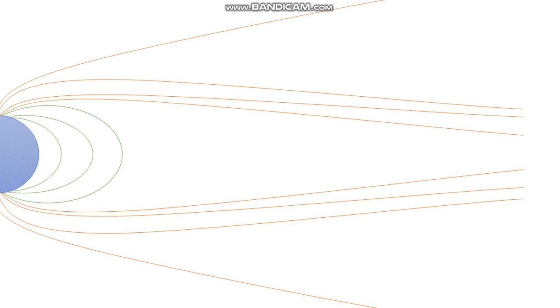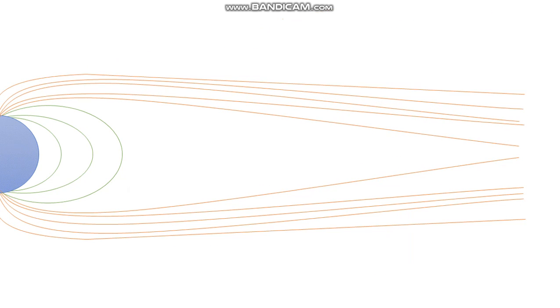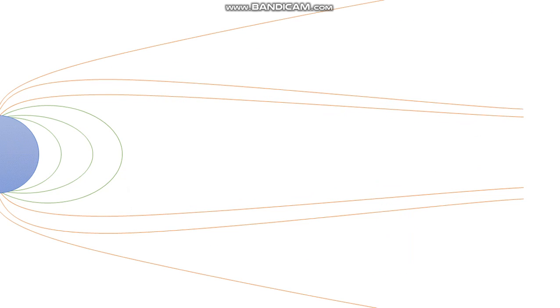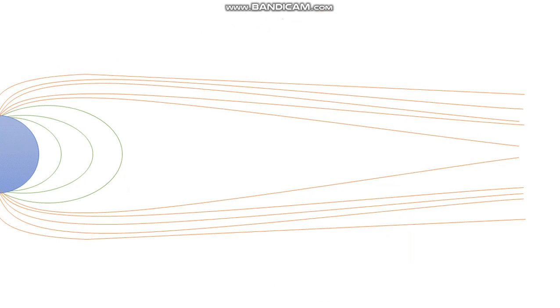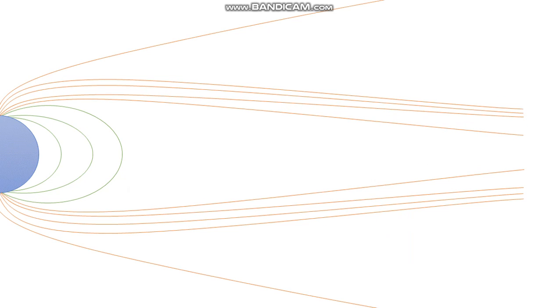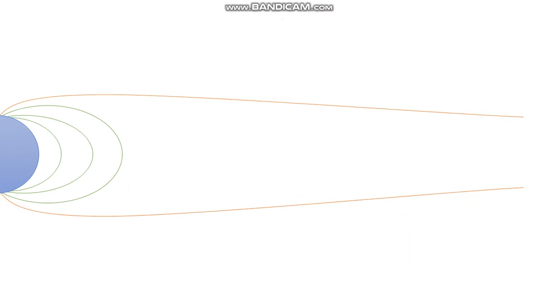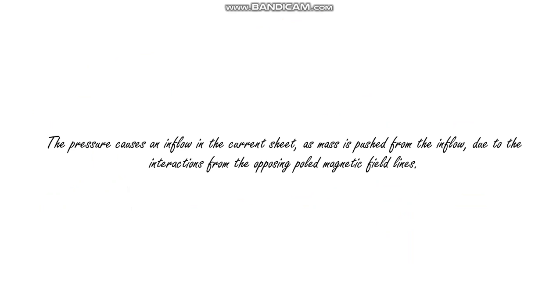And as you see in the middle, there is a pressure. The pressure is causing the two inner field lines to get closer and closer together. So it's putting a lot of pressure on this central boundary, and the pressure can cause an inflow.